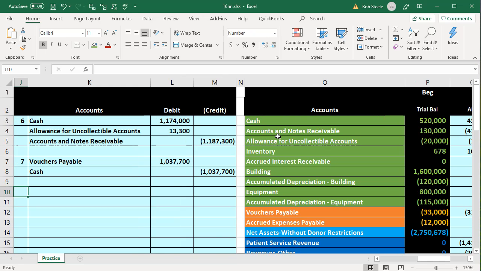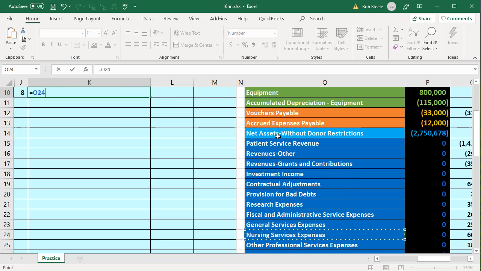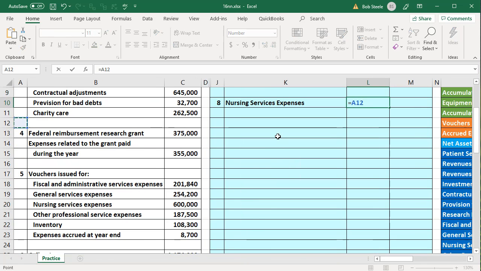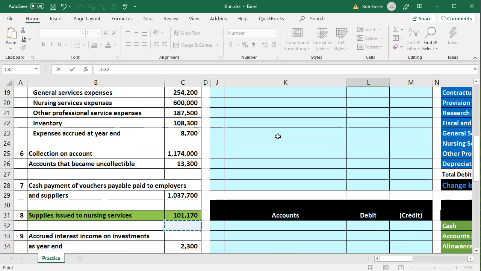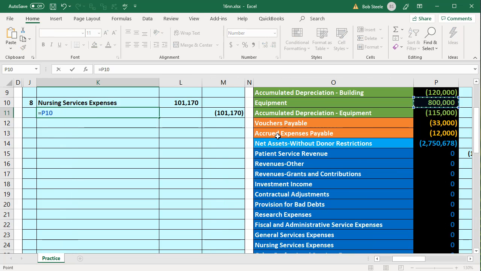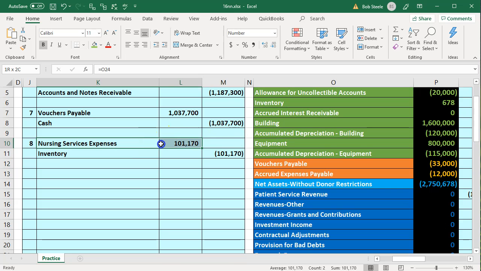We're going to go and say this is going to be number 8, and we are in cell K10. Within K10, we're going to say that this is going to be equal to, scrolling down to those nursing service expense. That's going to be the debit. So we are in L10 equals, scrolling back down, and we're going to pick up the 101,170 and enter. Then we're going to have a credit for the same amount. That's going to go to inventory. So the credit is going to be going to inventory. Scrolling back up, we're going to pick up the inventory. So here's our transaction. We're going to post it now to our trial balance worksheet.